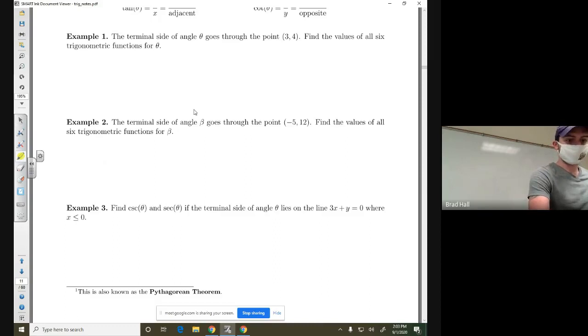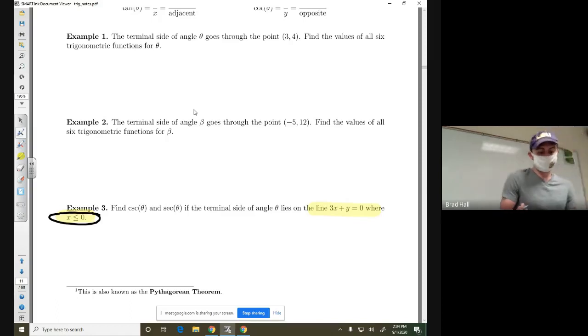Here, you may notice in example 3, there is no point. They give us a line instead, and some condition. You might think, well, how is that helpful? The way this is helpful is because on that line, we can find a point, and then it ends up being the same problem as examples 1 or 2. So this says all we need to do is find a point such that x is less than or equal to 0.